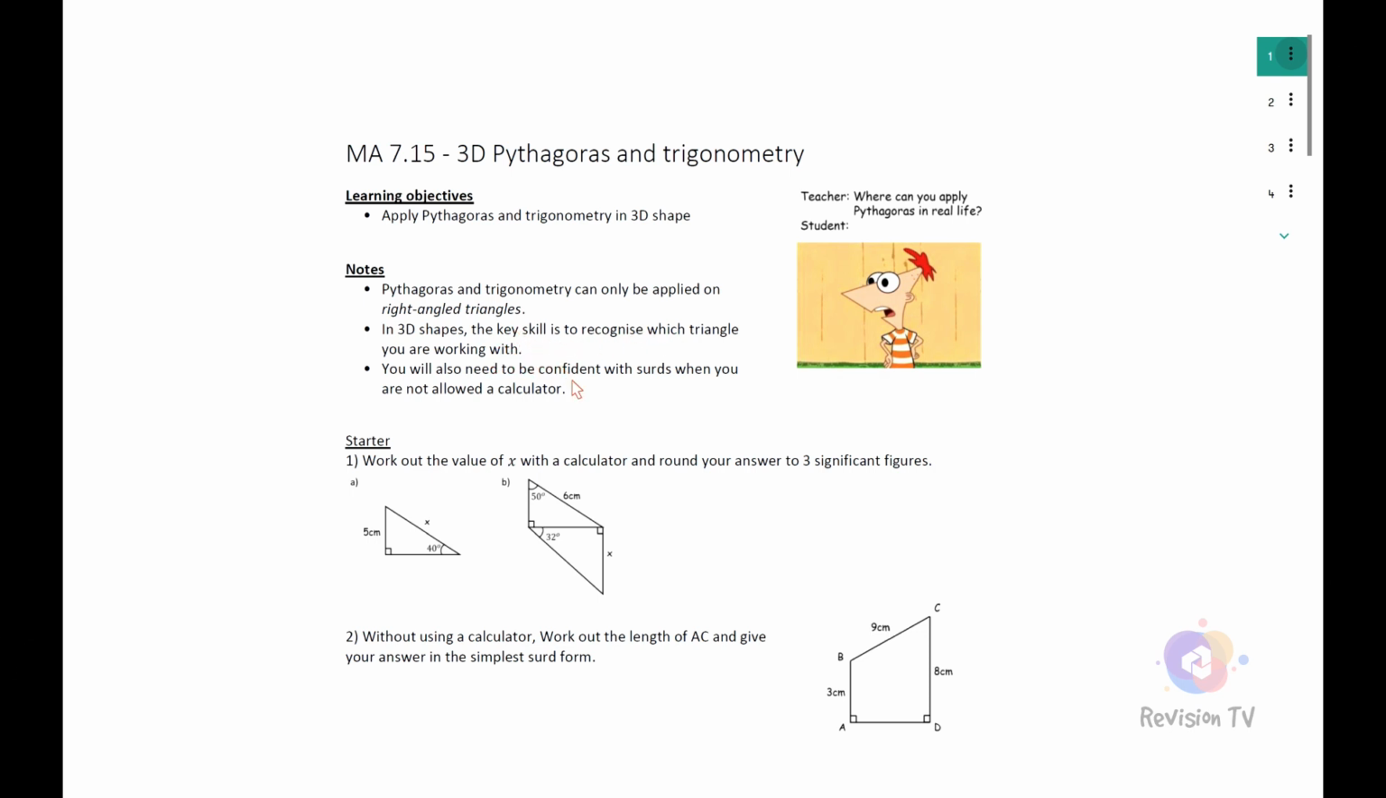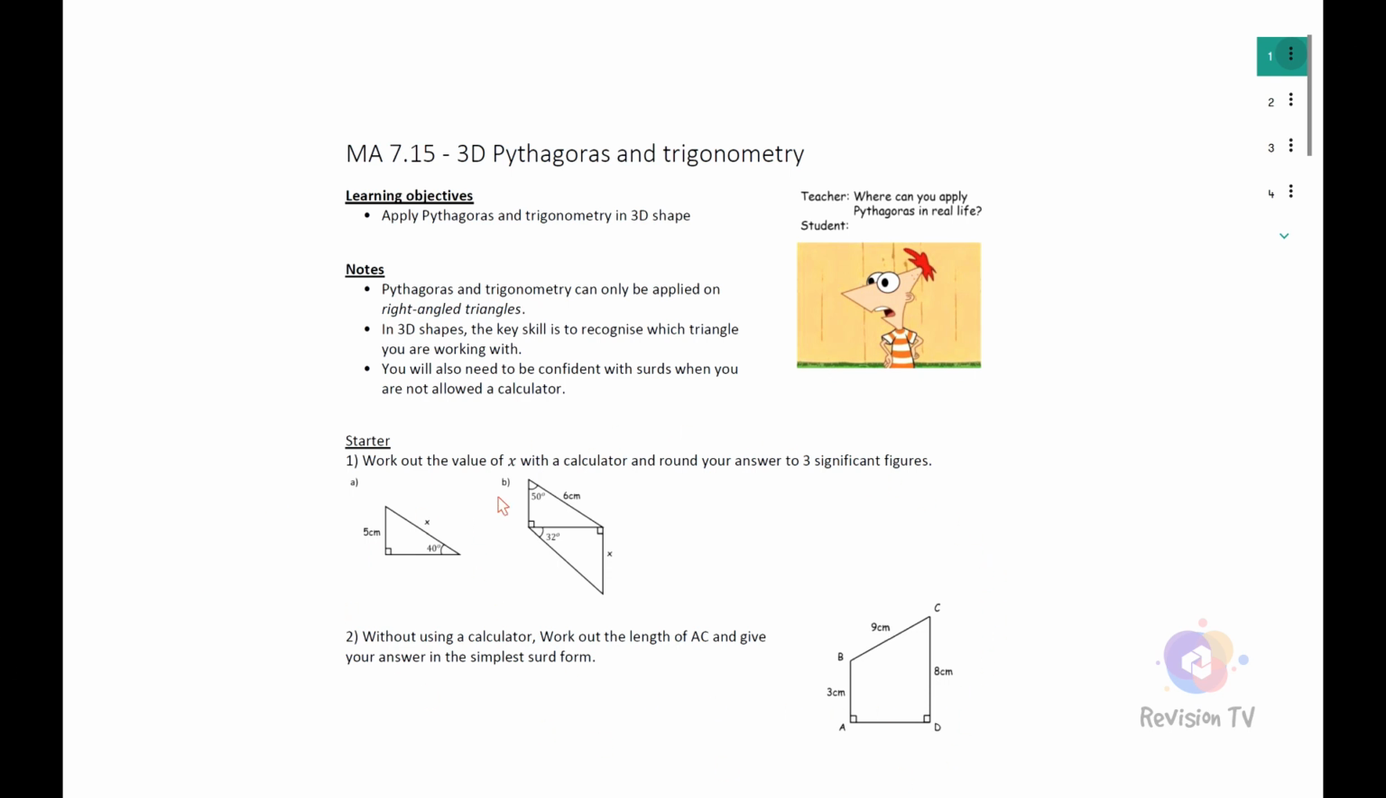You also need to be confident using surds when you're not allowed to use a calculator. I forgot to mention the special exact trig values as well, like sine 30 degrees, sine 45 degrees, sine 60 degrees. Hopefully you do remember them. Anyway, have a go at the starter question below.